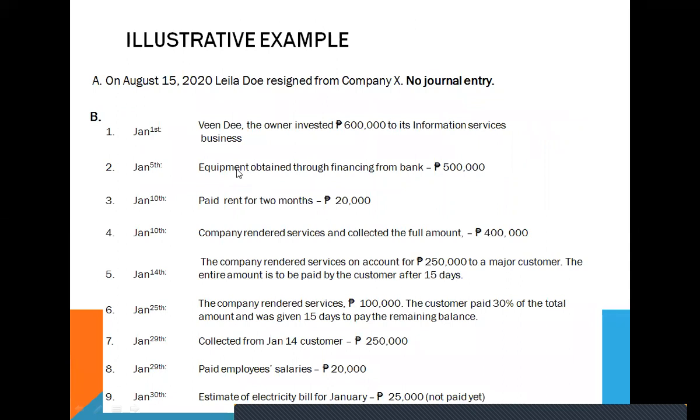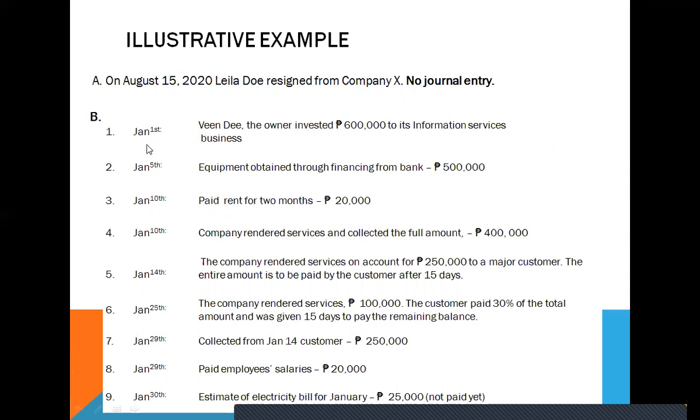All right. So example A. On August 15, 2020, Lila Doe resigned from Company X. So there's no journal entry for this transaction. Okay. For example B, I want you to focus your attention on this example because we will be using this transaction for the entire steps of the accounting cycle.